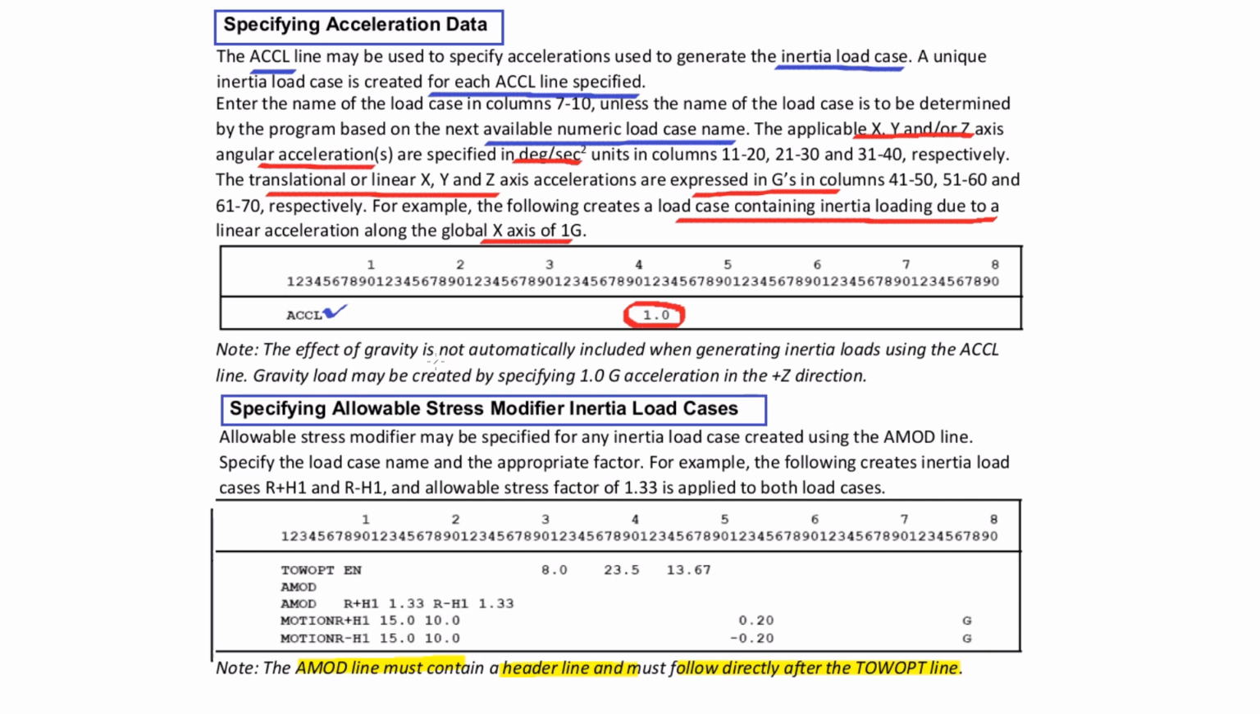The effect of gravity is not automatically included when generating inertia loads using the acceleration line. Gravity load may be created by specifying 1.0 g acceleration in the z direction.